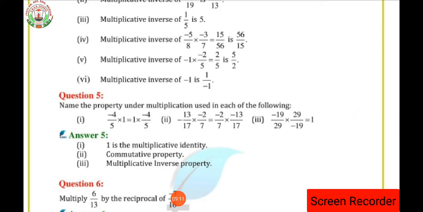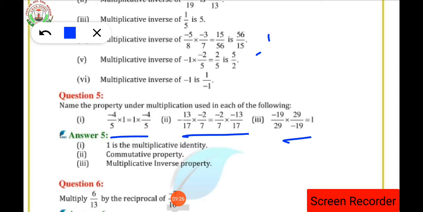Here in this question it is said: name the property under multiplication used in each of the following. So here we have to tell which property is used in these 3 questions. First we are having minus 4 upon 5 into 1. Since a multiplication sign is present between the two numbers, that means it is a property under multiplication.